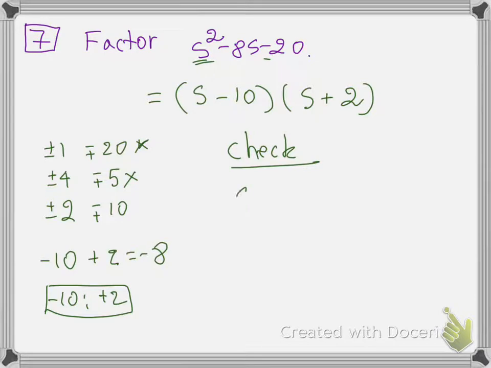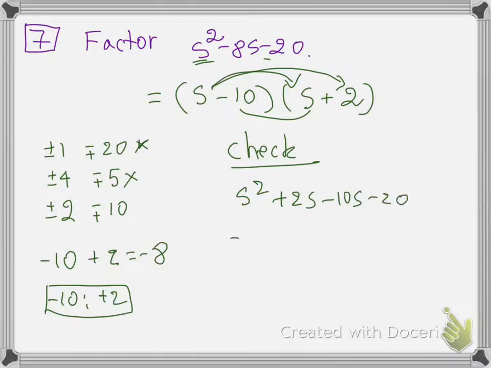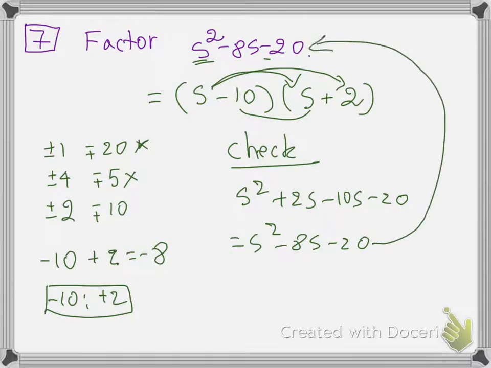S times s is s squared plus 2s minus 10s minus 20 equals s squared minus 8s minus 20. So notice that the product of the two binomials is the same as what we started with, so then our answer is correct. I always like to check when I factor, make sure that I factor correctly.